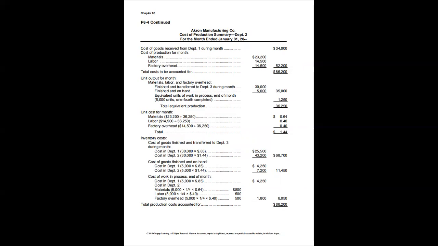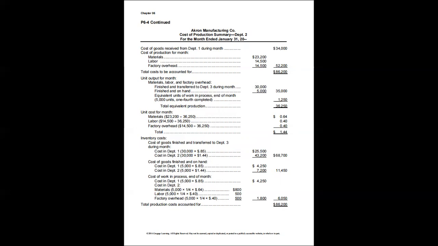For the cost in Department 1, 30,000 units times 0.85, and the cost in Department 2 of 30,000 units times 1.44. Now you have the cost here. So the total, we have the cost of goods finished and transferred to Department 3. For the cost of goods finished but on hand, we have 5,000 units times 0.85 and times 1.44. It's just like the cost of goods finished and transferred to Department 3.